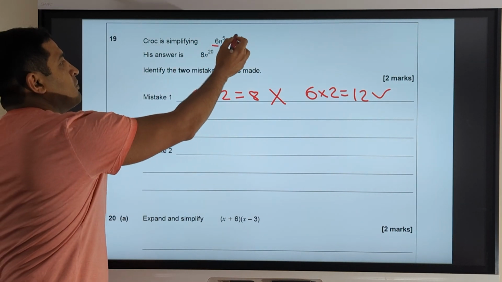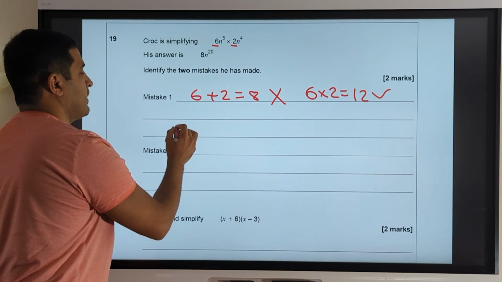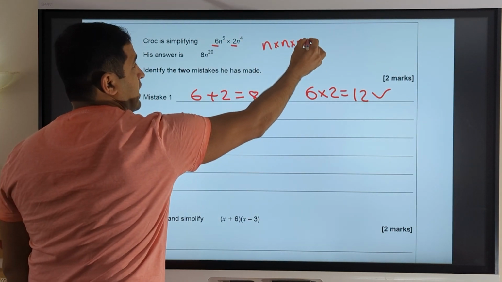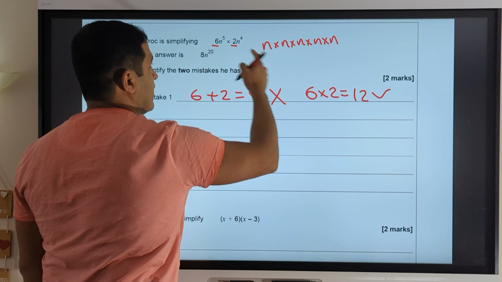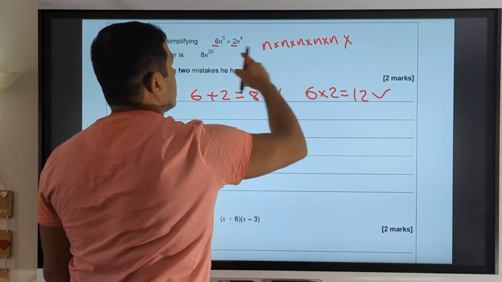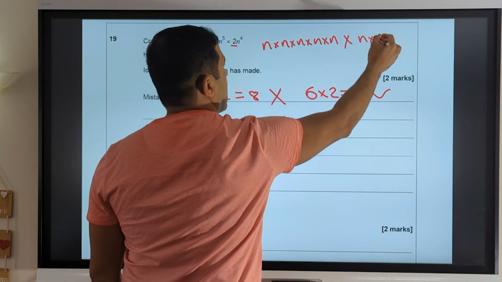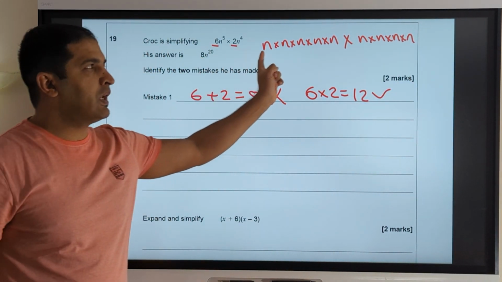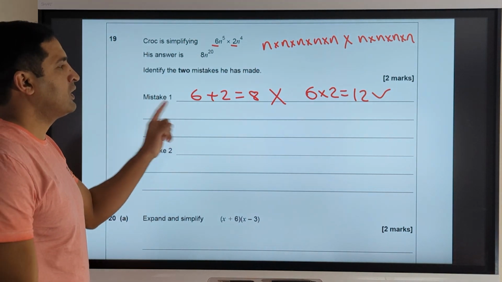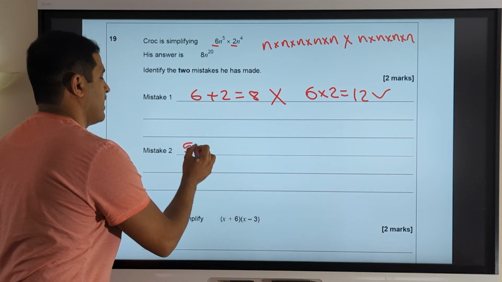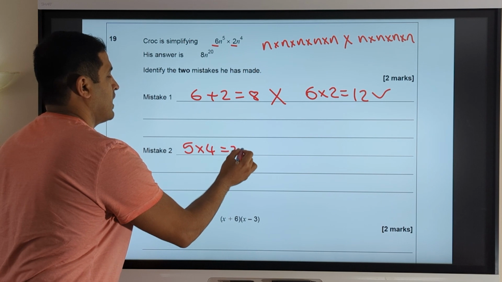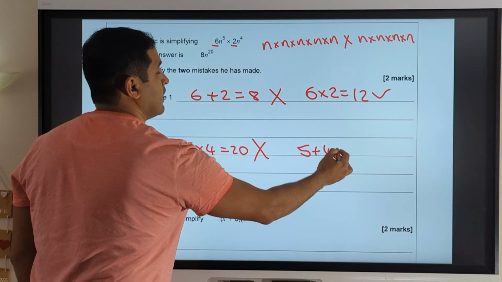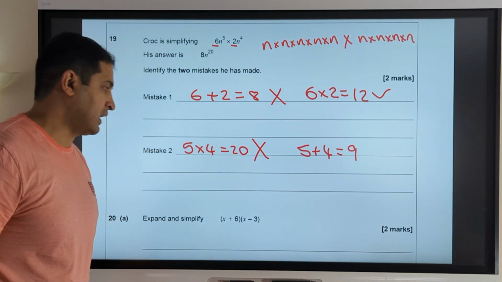The second mistake: those powers need to be added. Why? Because when you have n to the power 5, it means n times n times n times n times n, and then I'm multiplying it by n to the power 4, so n times n times n times n. What does that do? You will now have n to the power 9. So here, instead of doing 5 times 4, which is 20, which is wrong, we should have done 5 add 4 and should have got the power to be 9.